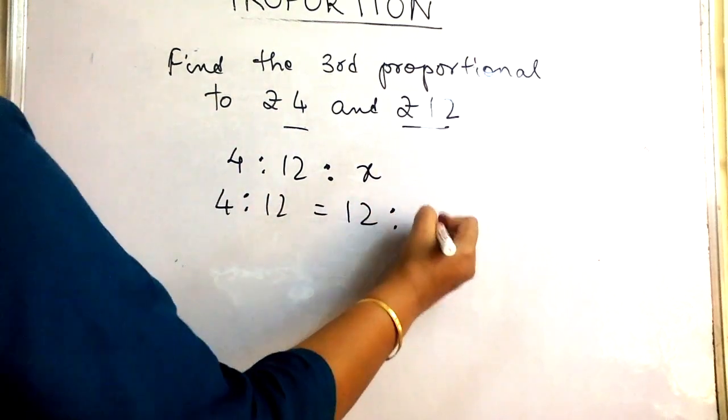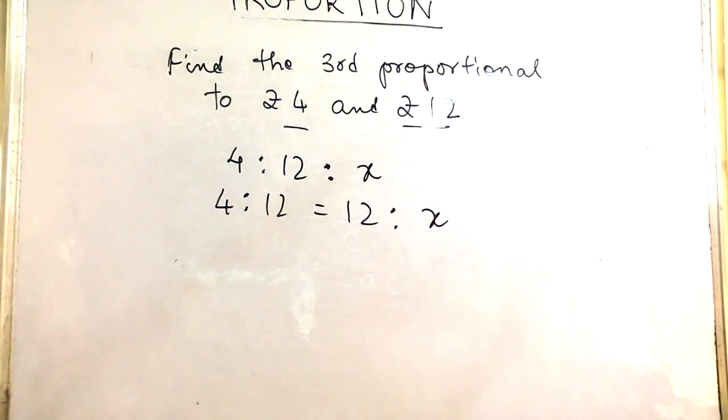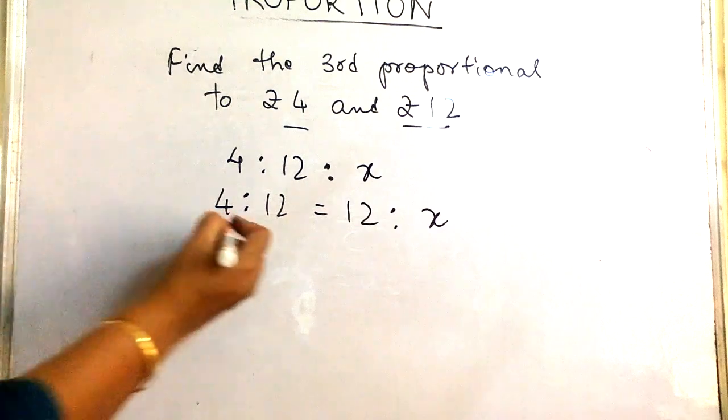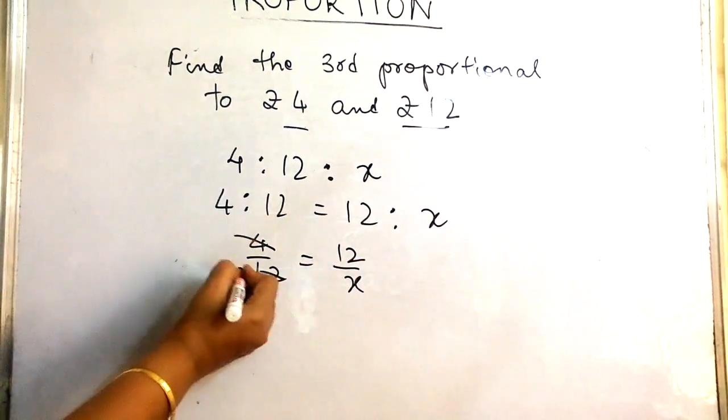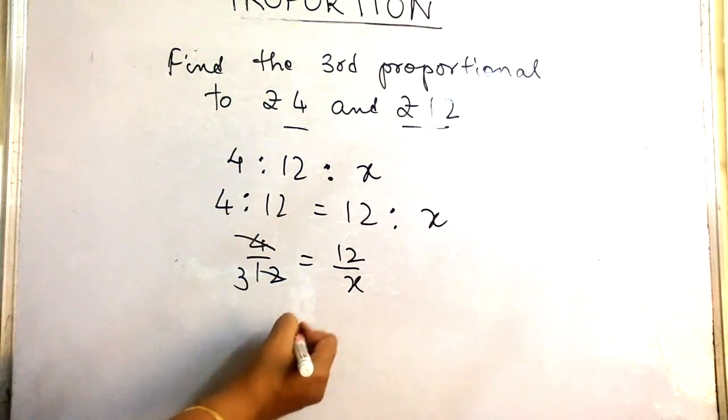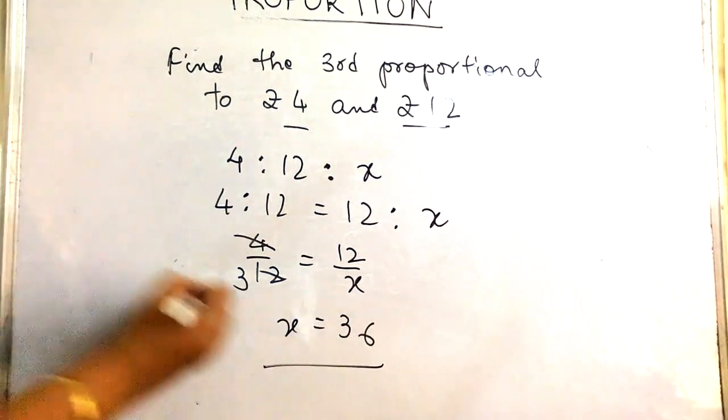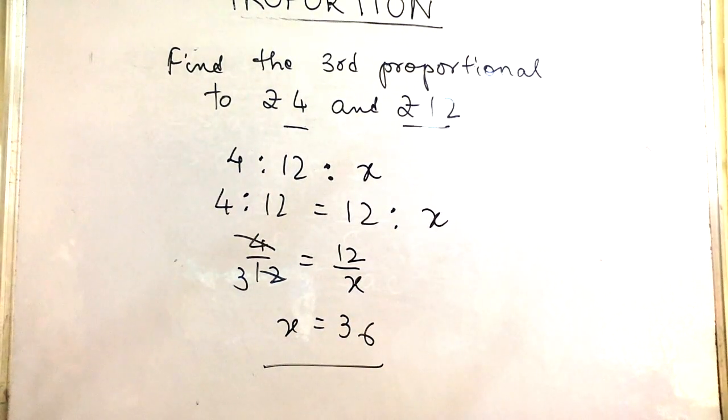This is how we should write it. So you see the mean proportion is being repeated. Now how do we write it? 4 by 12 is 12 by x, make it 3 here. x is equal to 36.